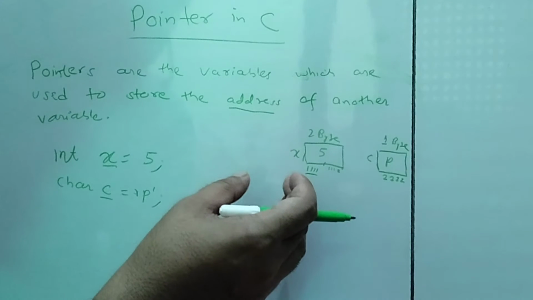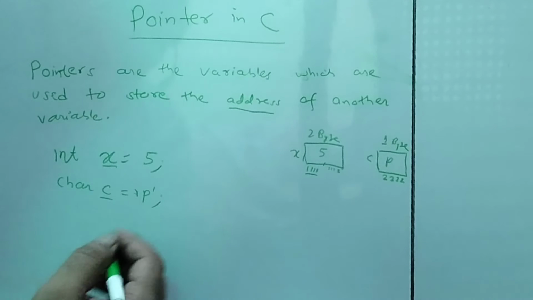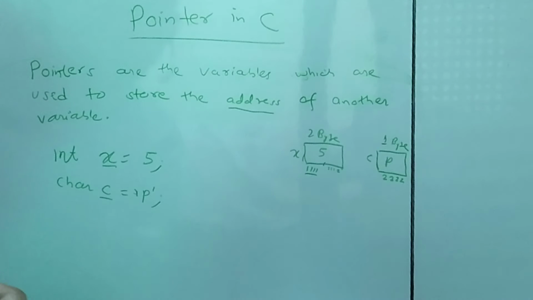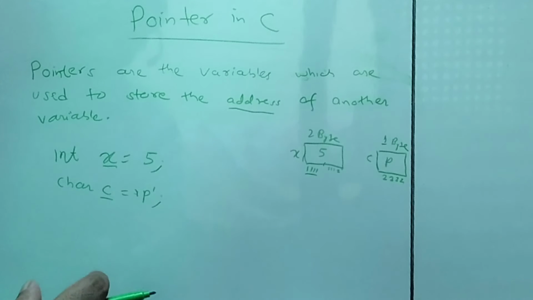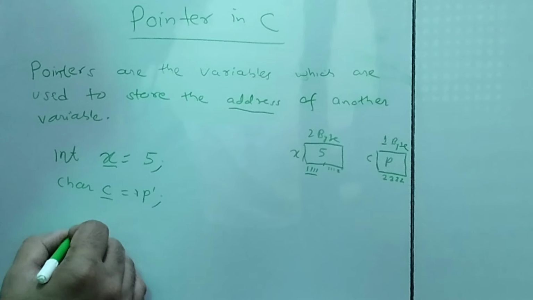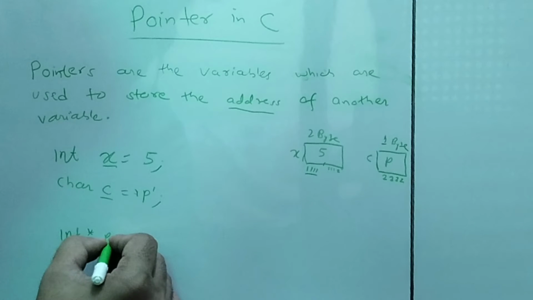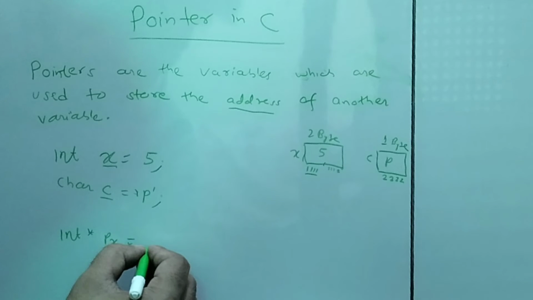Now pointers are used to store these addresses. For storing the address of an integer, what do we need? An integer pointer. So how do we declare a pointer? If we are going to store the address of any integer, we first declare an integer pointer. How to do it? Just write int, then a star, and the name of the pointer variable. For example, let's say we have named it px, and in this I can assign the address of x.